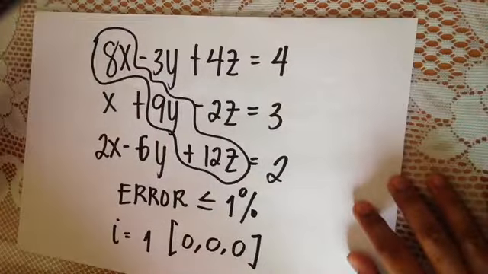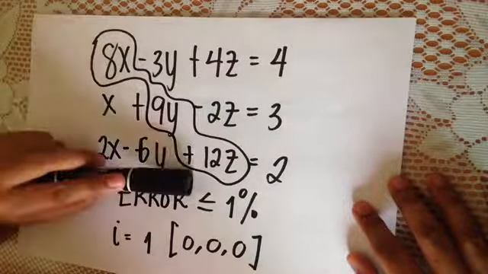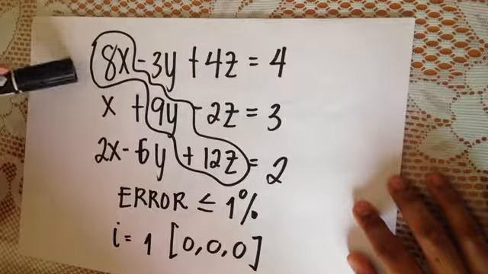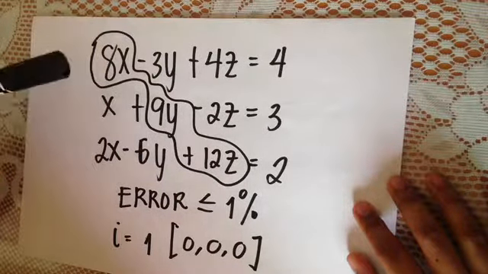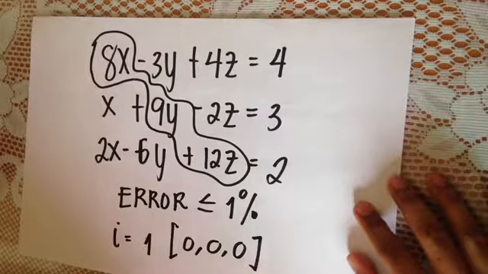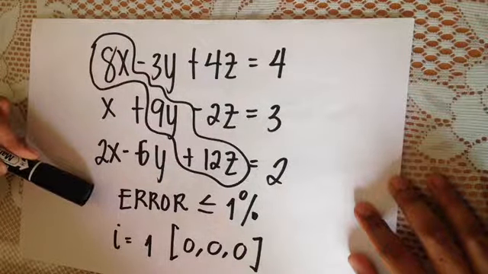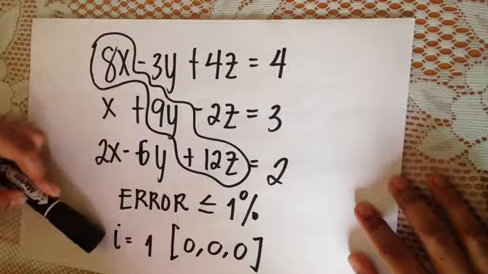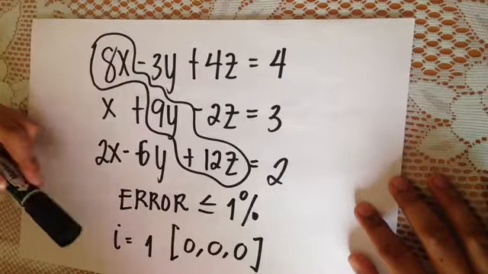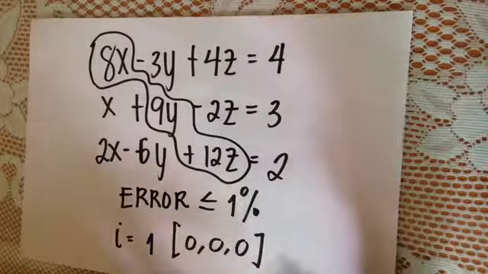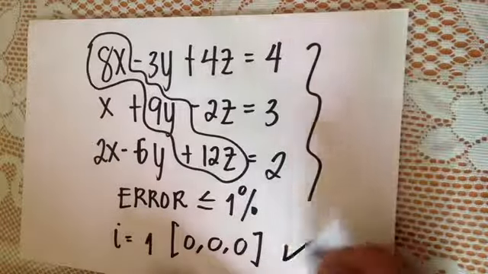As we can see in the given, 8x, 9y, and 12z are the highest among all of the three equations with the x, y, and z variable. We are given here an error less than or equal to 1% and the first initial point at 0, 0, 0. So now we're going to solve this equation by the Jacobi method.